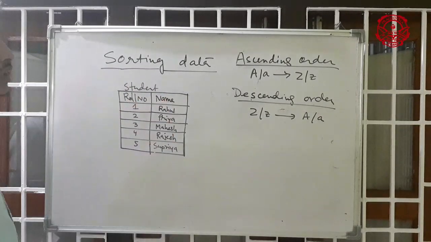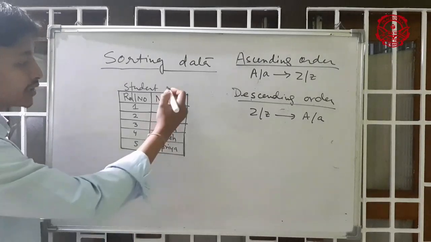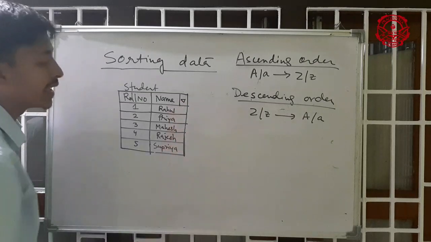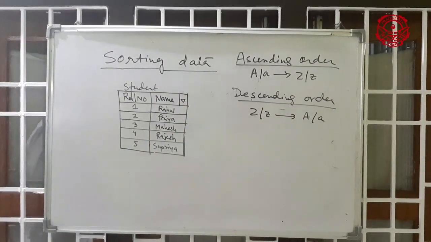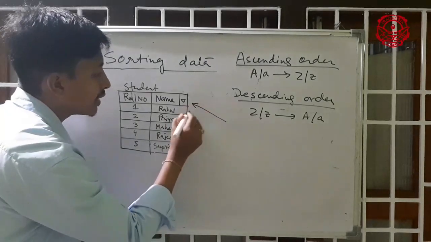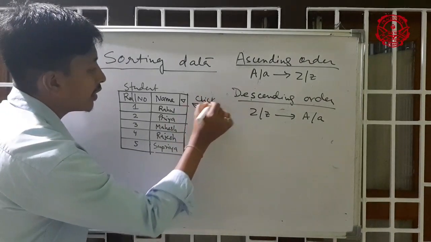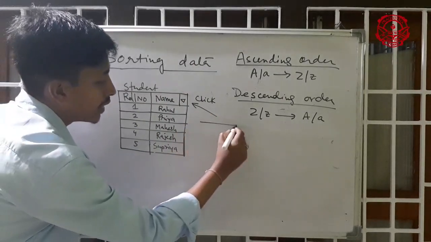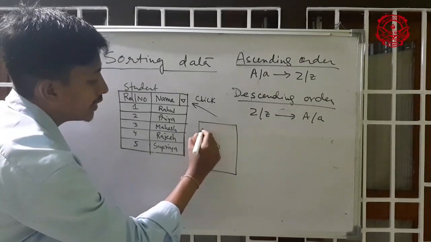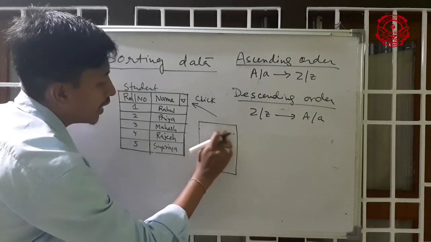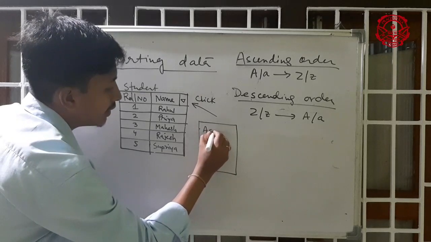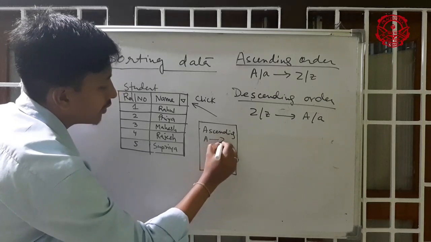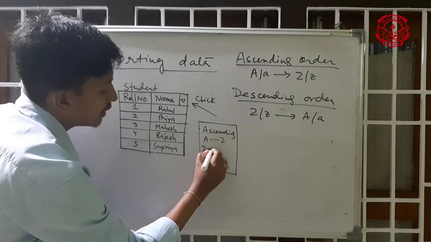Okay, in this table you can sort the information. I want to sort the name. Here in the corner there is an icon. This is called the drop down icon. When you click here, a drop down menu will come. In this way, the drop down menu comes. Here you can see ascending order. Ascending, it is A to Z, or descending.